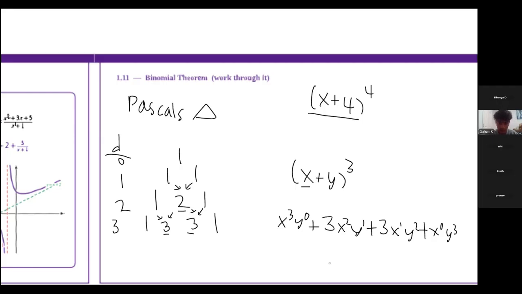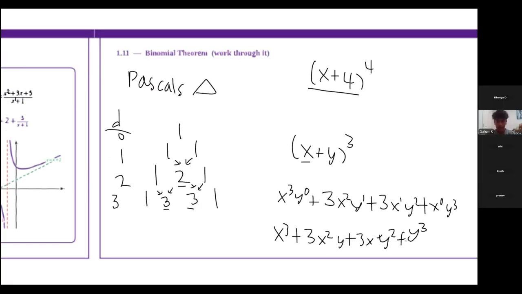Now, we know that anything to the 0 is just going to be 1, so we can just write x cubed, and then plus 3x squared, and y to the 1 is just y, so we write y, then plus 3x, since x to the 1 is just x, y squared, plus y cubed. Okay, so you guys see that? See how we get that from Pascal's triangle? Now I'm going to do one final problem of x plus 4 to the fourth, and then I'll give you guys some problems to work on.